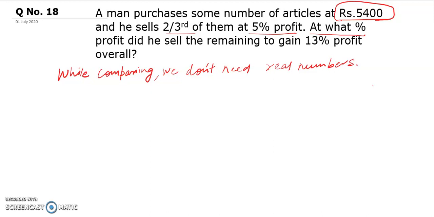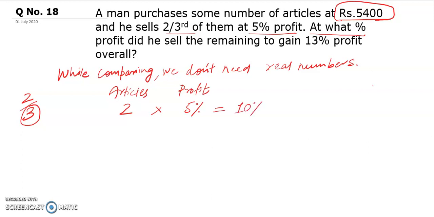In this question, it's given that a man purchases some number of articles at rupees 5400 and he sells 2/3 of them at 5% profit. So out of 3 parts, 2 parts are sold at 5% profit. If we multiply this, we get 2 into 5, 10%. Now the remaining part is how much? 3 minus 2, 1 is remaining. We need to find out this part is sold at what profit percent. So we need to find out this value.